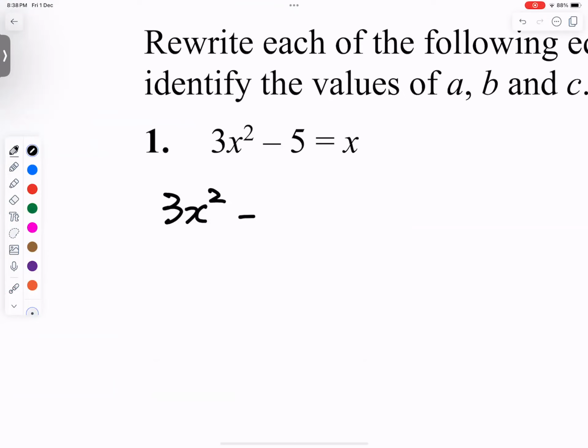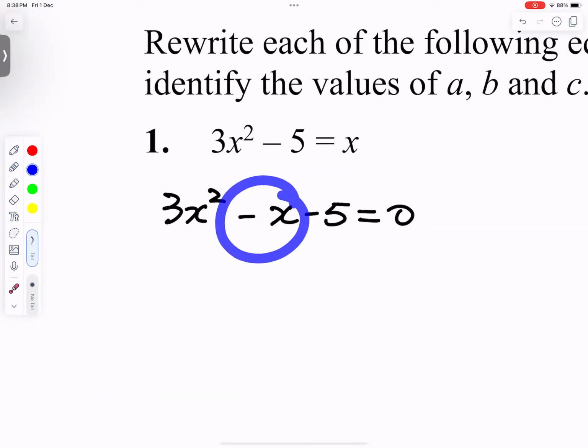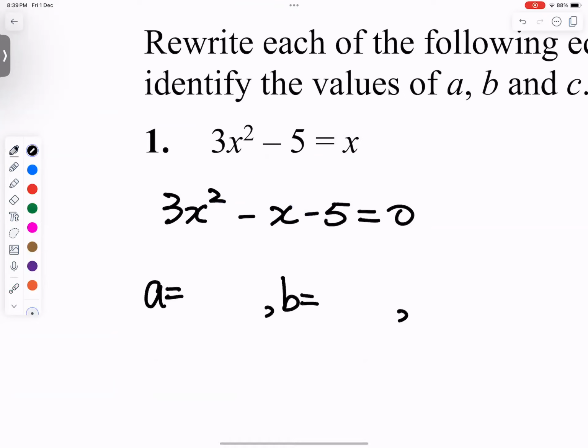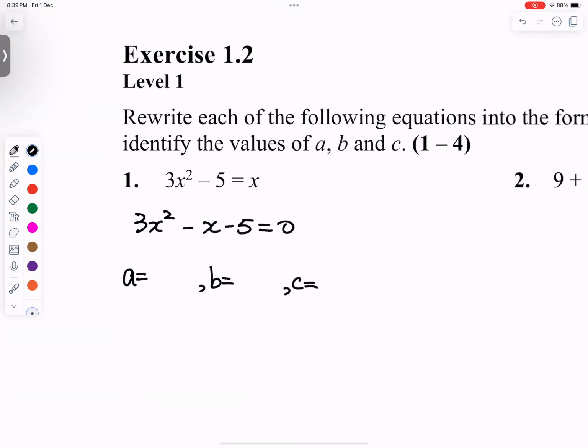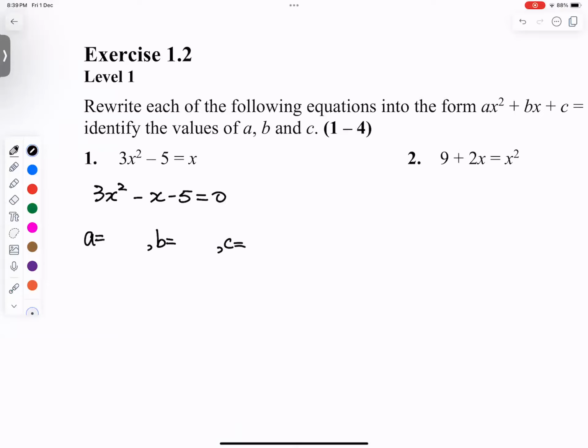Make sure everything is on one side first. It's positive x here, moves there, negative x. And because I wanted to write it in order, so I just directly move it to the middle. And then, so what is our A, B, and C? A is 3, B is negative 1, and C is negative 5. Yep. Can we also quickly do question 2?